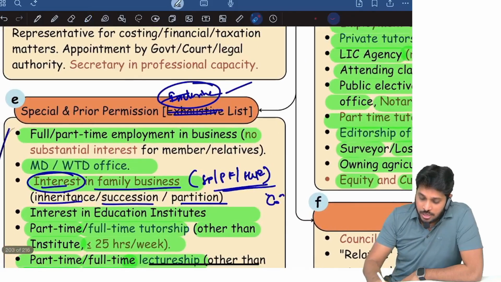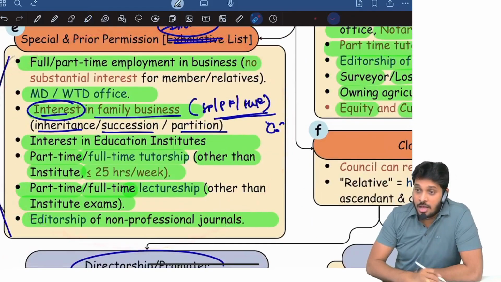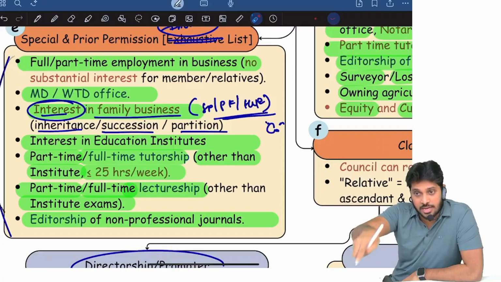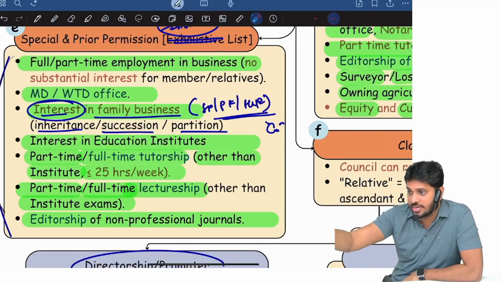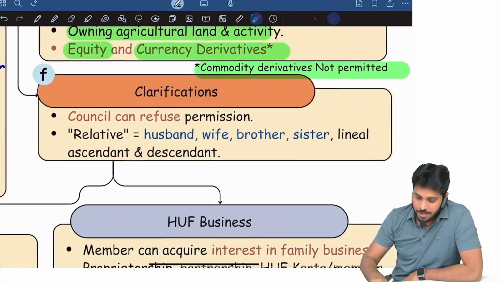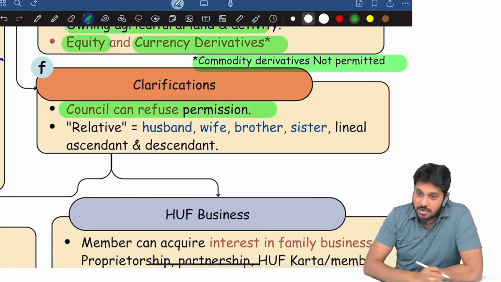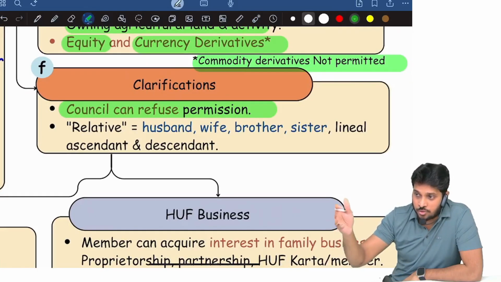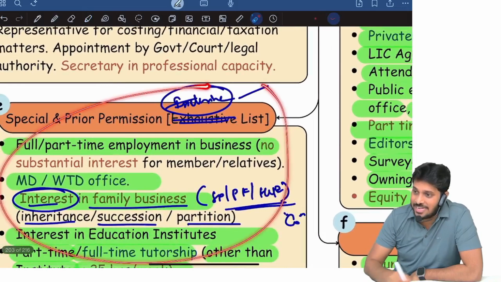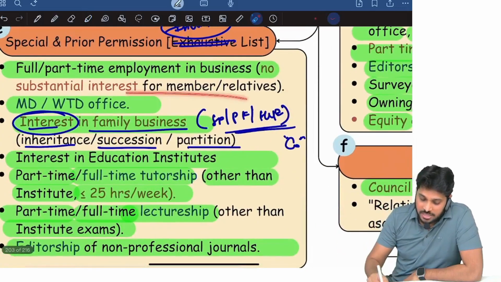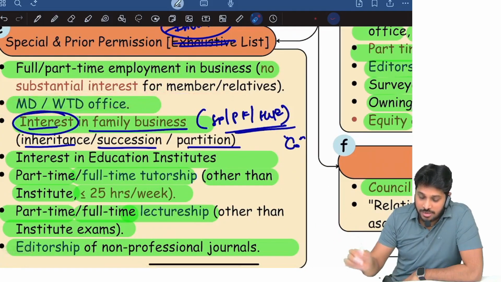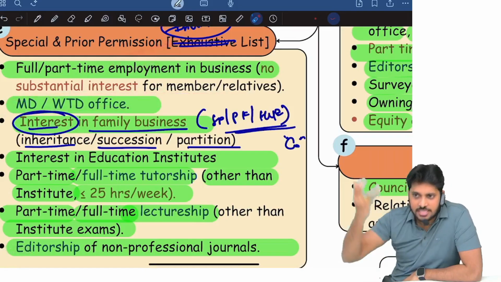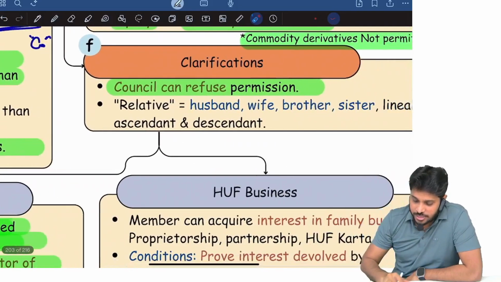And remember, in all these cases, wherever permission is required, before entering into that activity, you should get the permission. It's not after entering into the activity. Okay. Next. Clarifications. Council can refuse permission on individual cases. So even the special permission list is not a guarantee. A member, whoever is applying, says, sir, I want to become a managing director, whole-time director, special permission you will give, right? In my case, they may not give. Understood? On a case-to-case basis, they may not give.